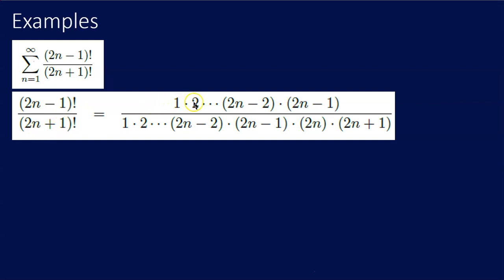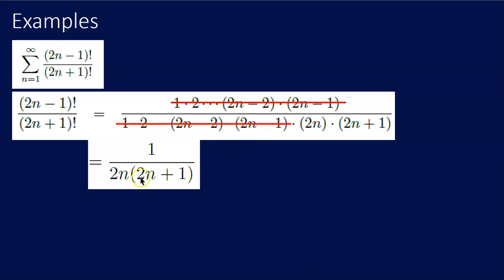Okay, so the top is 1 times 2 times yada, yada, yada, up to 2n minus 1. The bottom, 2n plus 1, is 1 times 2 times yada, yada, yada. I'm also getting up to 2n minus 1, but then I get this additional 2n and 2n plus 1. So all of that stuff cancels, and I'm left with 1 over 2n times 2n plus 1. So again, basically a p-series where p equals 2. So this is going to converge. Well, that's what converges up there.